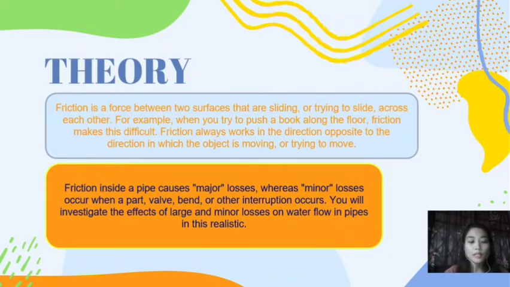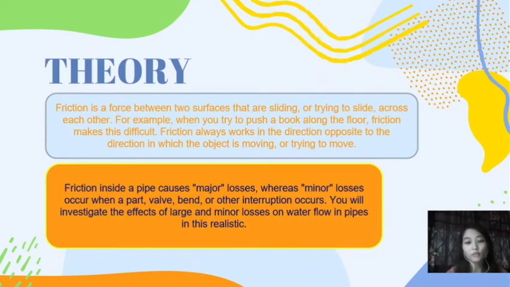Today I'll be presenting on chapter 2, which is the theory. First of all, we will try to define what friction is. Friction is a force between two surfaces that are sliding or trying to slide across each other. For example, when you try to push a book along the floor, friction makes this difficult. Friction will always act in the direction opposite to the direction in which the object is moving or trying to move.